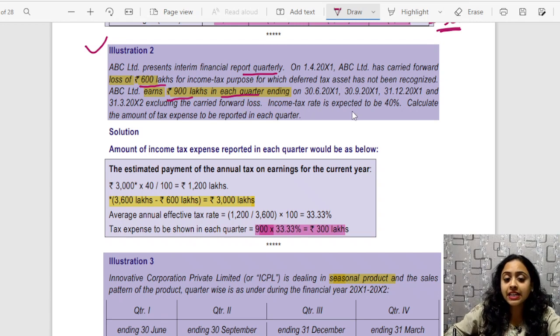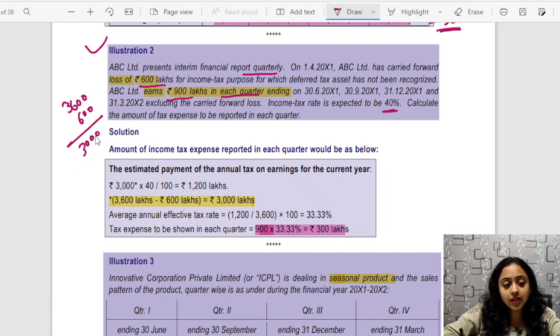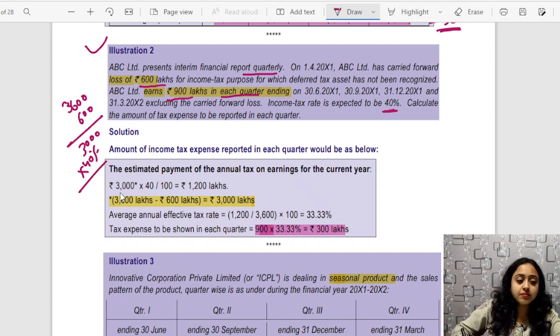Income tax rate is expected to be 40%. A straight rate is given, no slab rate. Calculate the amount of tax expense to be reported in each quarter. So now you have 3600 income and 600 losses. Total net income is now 3000 and the tax rate is 40%. So 3000 into 40% is 1200 lakh rupees tax.